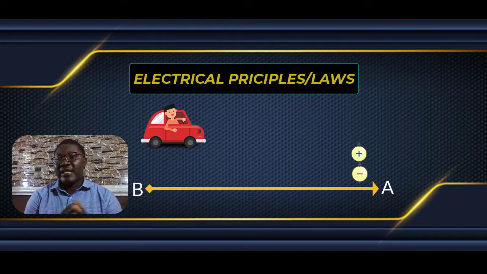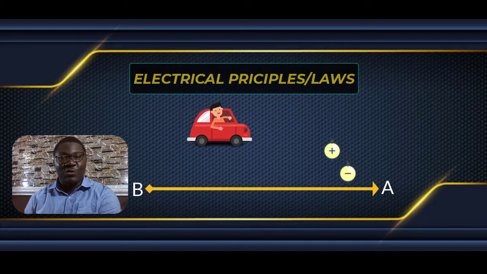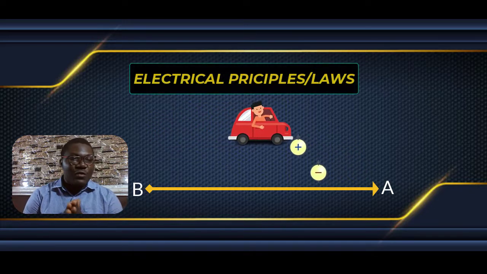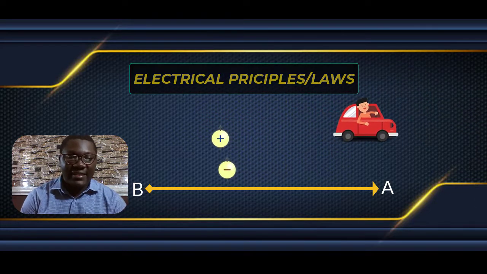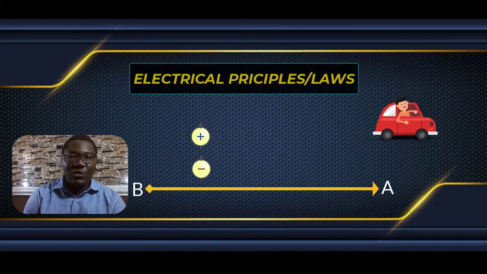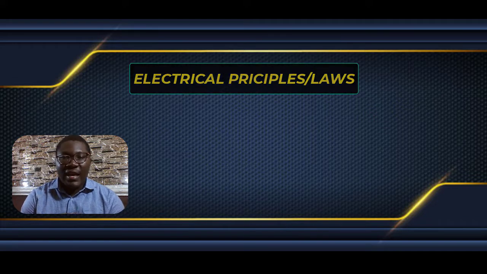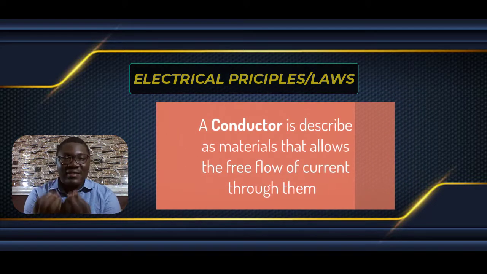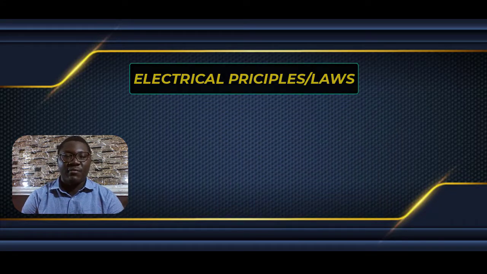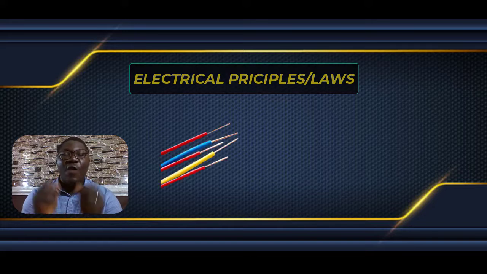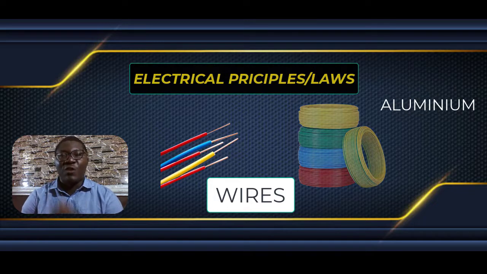Now, have we seen the part a vehicle needs to move and the part that current needs to move? For a car to first move, it needs tires. Also, guys, for a current to move through a circuit, it needs a conductor. And what is a conductor? A conductor is described as a material that allows the free flow of current through them. Examples of a conductor are wires that can be copper, silver, or aluminum.